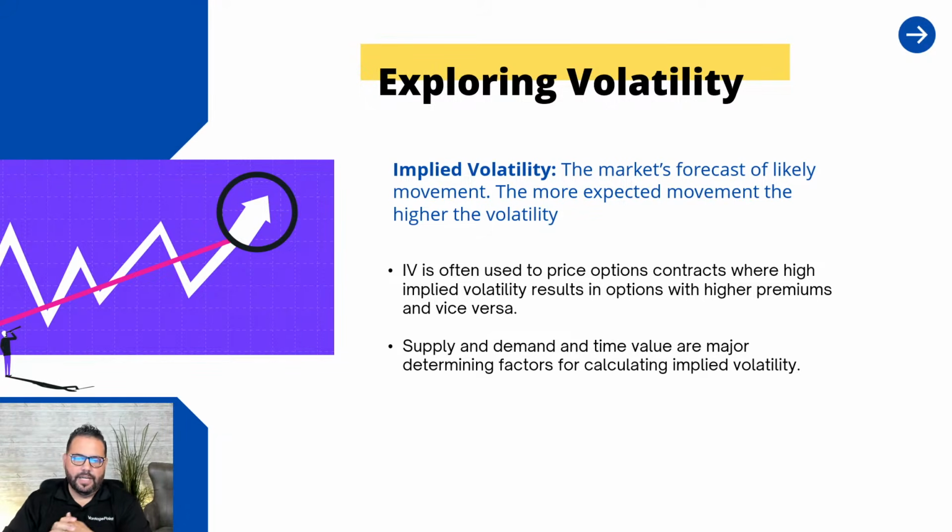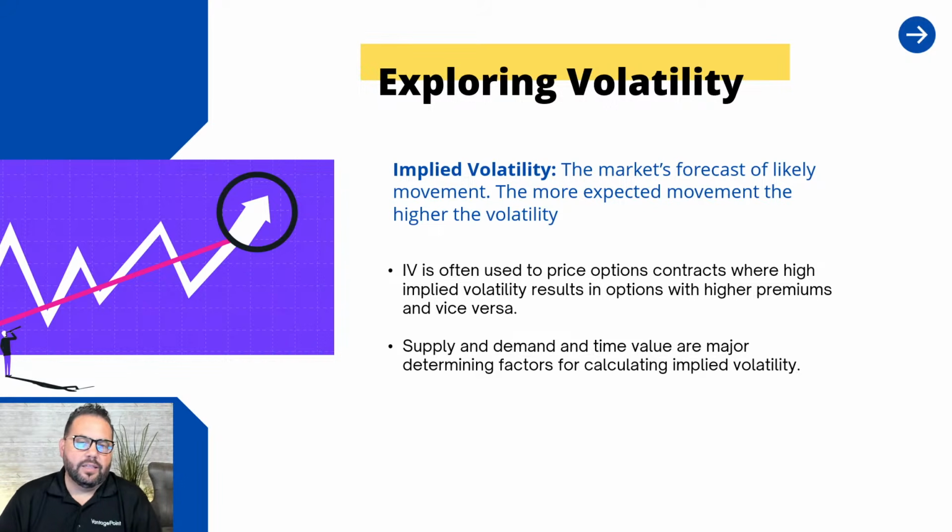Supply and demand at the time, and time value are major factors, meaning how many people or how much interest is there in that underlying asset. Supply and demand can be read as support and resistance. That's a very key piece from an options trading standpoint in my book, and it's a determining factor, especially when you're thinking about IV. Time value: how much time do you have to expiration?